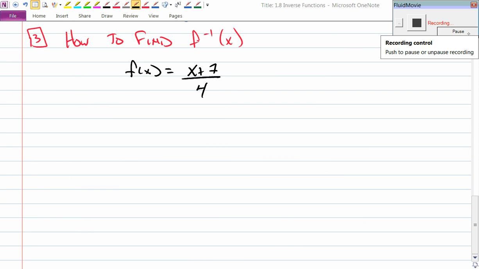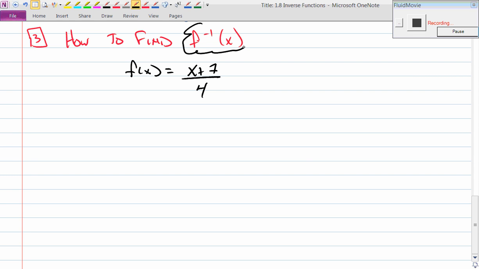Okay, so let's start with this one. f of x is x plus 7, all divided by 4. And we wish to figure out what the inverse function is. So let's think about this mentally for just a second. Let's say, what is f of 1? What would I do? Yeah, I'd plug in a 1 for x.